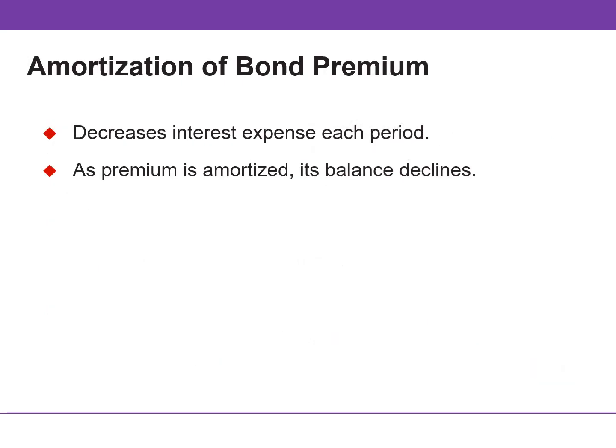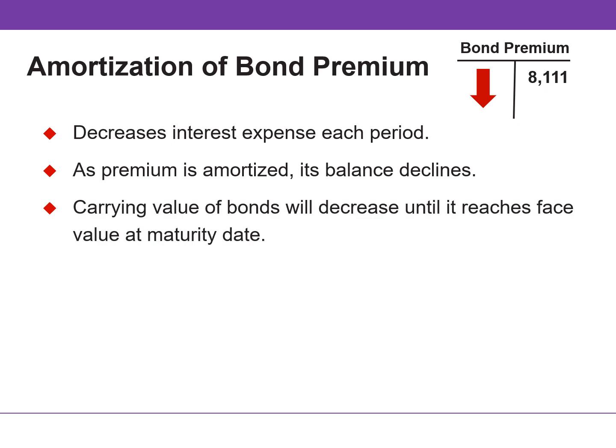The amortization of the bond premium decreases interest expense each period. As the premium is amortized, its balance declines so that the carrying value of the bonds will decrease until it reaches face value at the maturity date. In this example, that is $100,000.